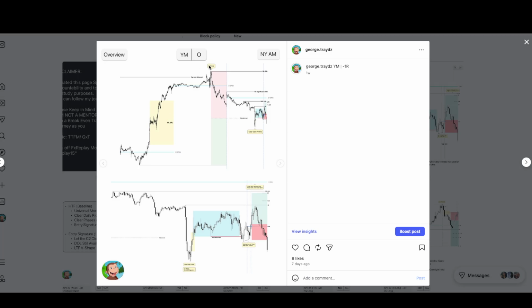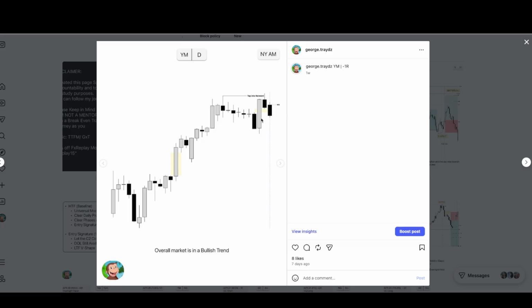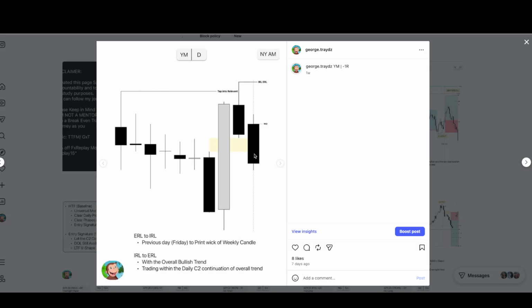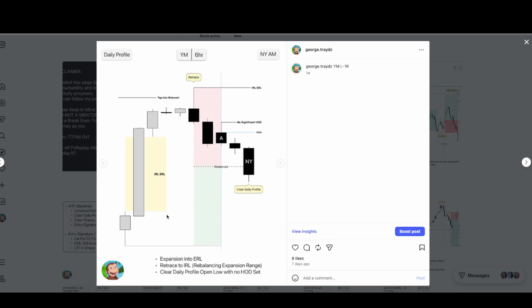We have that expansion, retracement, back into the midpoint of this leg, and we're just trading the continuation of the already existing trend. So daily continuation, a continuation C2, not just a C2, right? This is trading a reversal C2 because it's counter trend. This is trading a continuation C2 because it's with the trend, right? IRL, ERL with the trend, expansion, retracement into the rebalancing of this price leg, IRL, ERL. Asia, no higher day, open low with the clear daily profile.